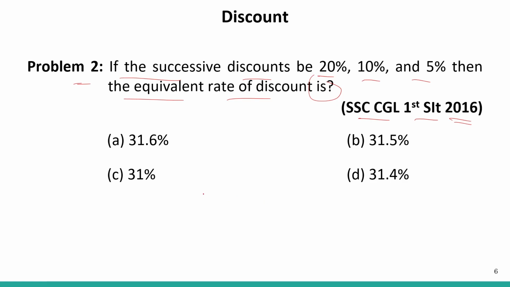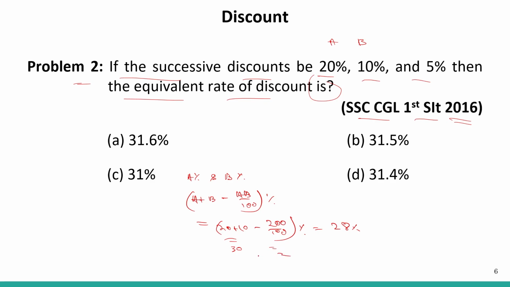So how will we approach this question? We'll approach it via the method we have already learned for successive discounts. If you have A% and B% as successive discounts, their order may be different, but the formula remains the same: A plus B minus AB by 100, this much percent. Let's take 20 and 10 as A and B first. So this will be 20 plus 10 minus 200 by 100. In percentage this becomes 28%, because this will be 30 and this will be 2. So 30 minus 2 is equal to 28. So we have 28%.